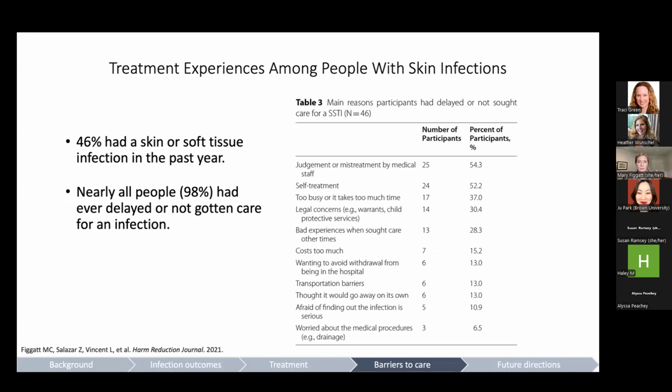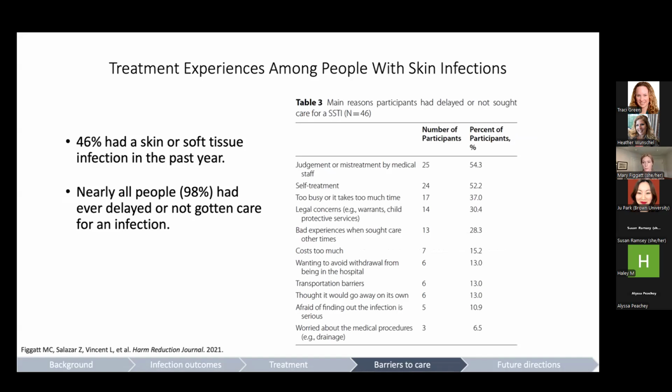So within this study, we found that about half of people had a skin or soft tissue infection in the past year. And nearly everybody who had one of these infections had said that at some point they had delayed or not gotten care for an infection.